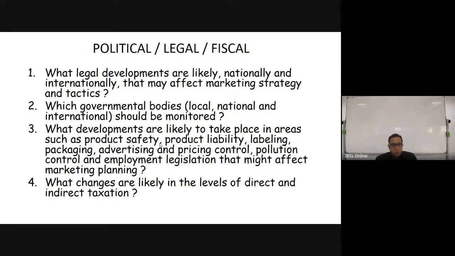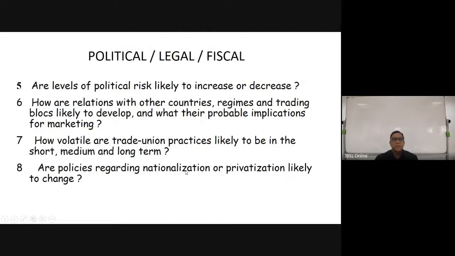Very vague systems. The Standards Institution of Sri Lanka, they say something, then when the fuel, the petrol, was diluted, no one was taking responsibility. Some food contamination, no one took responsibility. So these are the issues, but anyway, we have to be mindful about what changes are likely in the levels of direct and indirect taxation. Various taxes are levied from time to time. Are levels of political risk likely to increase or decrease?